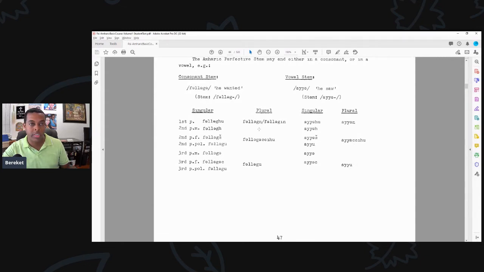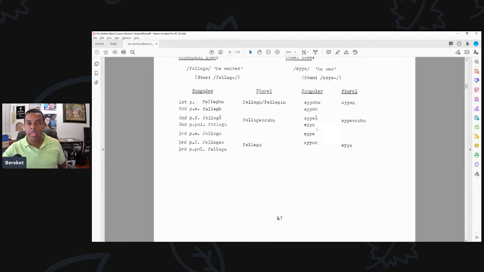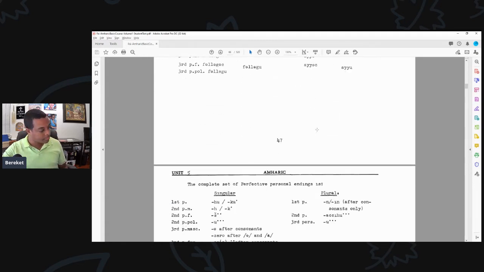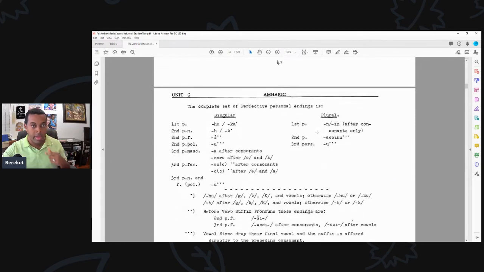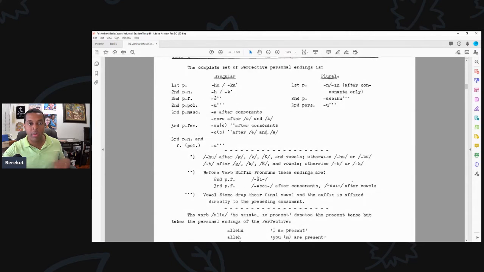And the other thing you see too is how it looks differently, where, with falag, you have a stem that ends in a consonant, and then with aya, you have a stem that ends in a vowel. And so you can see how those different endings get attached in both cases. And then I think it rounds out, it gives you the actual endings themselves on the next page, so you can see how it gets attached.